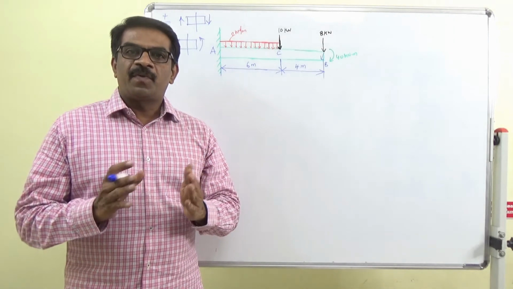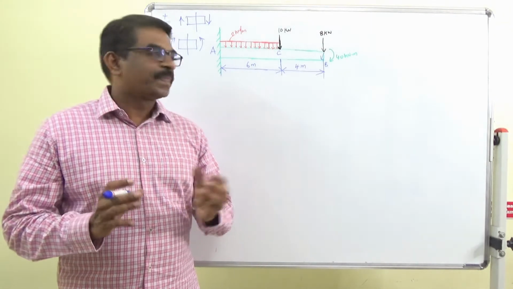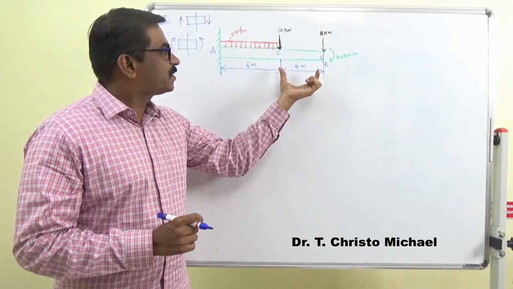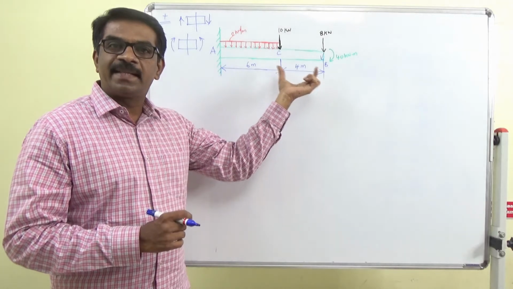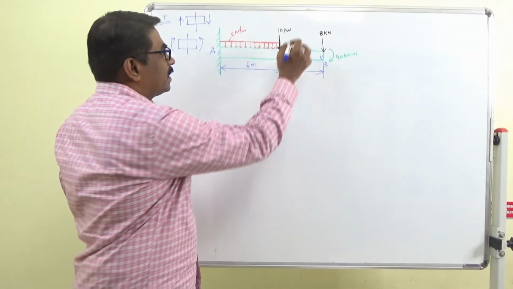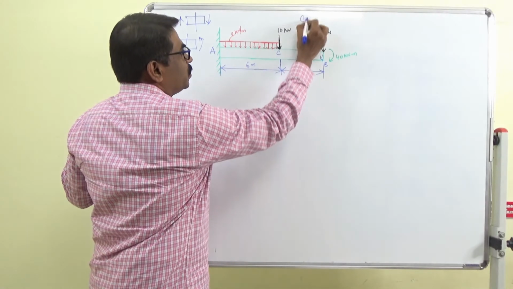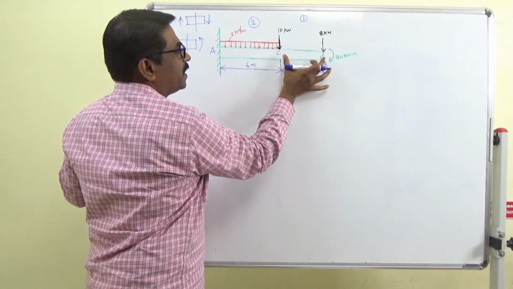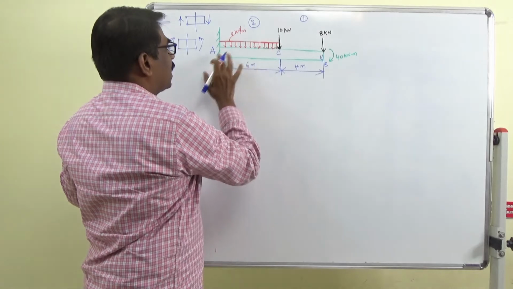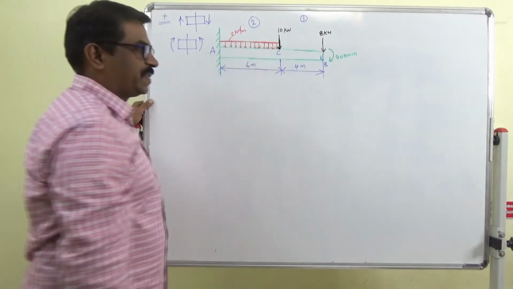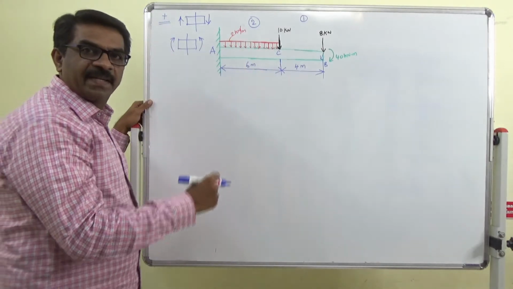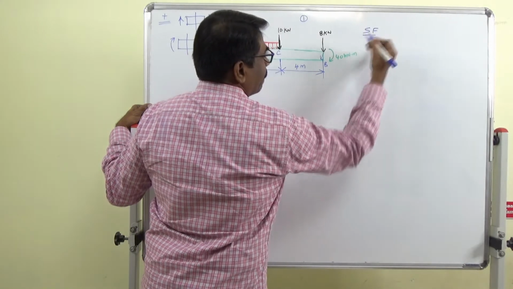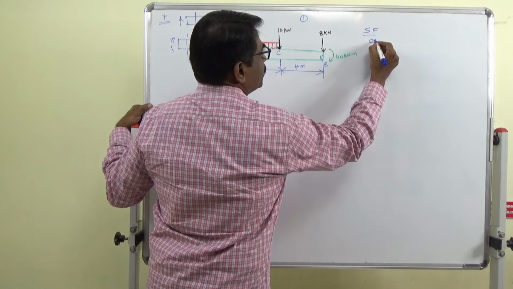As we know from our previous videos, we have to divide into segments. How many segments may we have to divide this beam into? It is divided into 2 segments between loads: first between CB and between AC. Now let us find the shear force, first between CB.